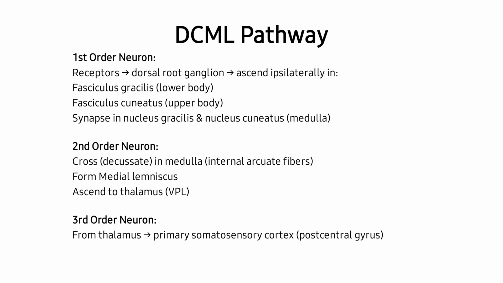The first order neuron is running from the receptors, whereby once the sensory information comes from the receptors, it goes to the what? Dorsal root ganglion. And remember, the dorsal root ganglion enters to where? To the dorsal root, to the dorsal horn. Then from there it ascends. So this is the first order neuron, from the receptors, dorsal root ganglion, which then ascends.